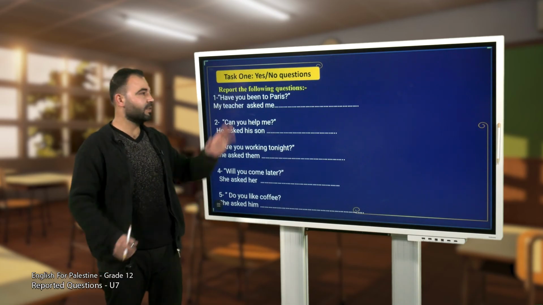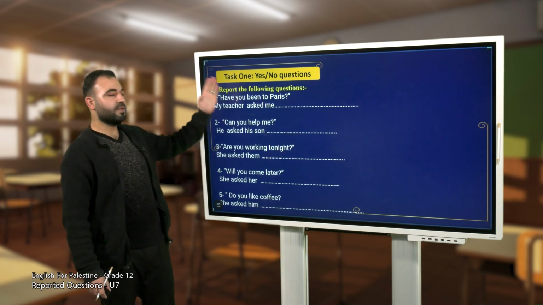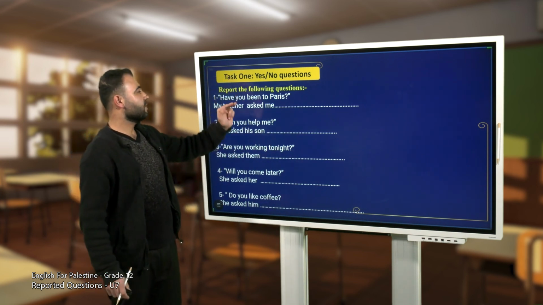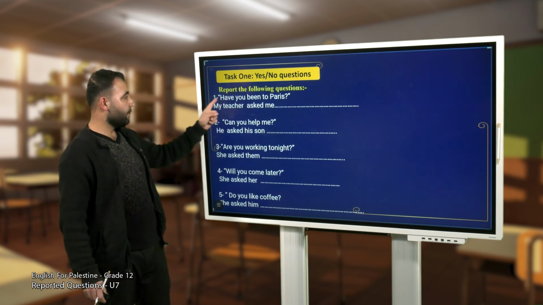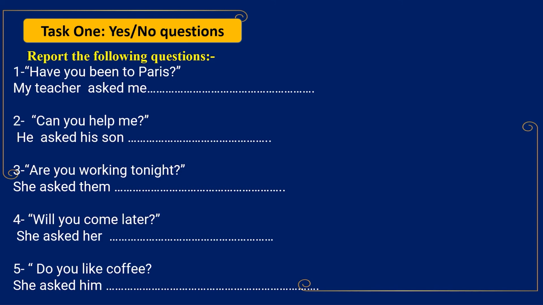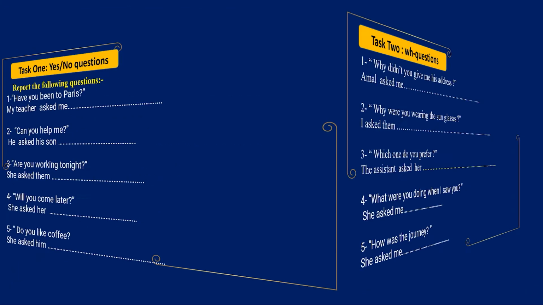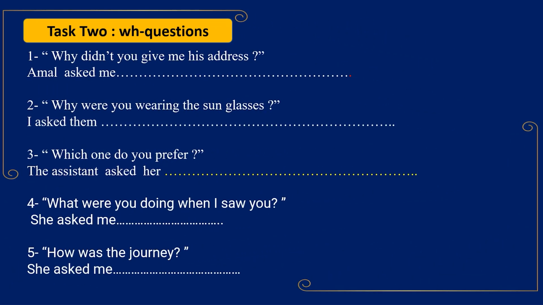Now we are in the last part of our meeting. It's the task now. Task number 1, yes, no questions. Report the following questions. Please read them. Number 1, 2, 3, 4, 5. Try to do them, please. And task 2, WH questions. Also try to report these WH questions. Number 1, 2, 3, 4, and 5.